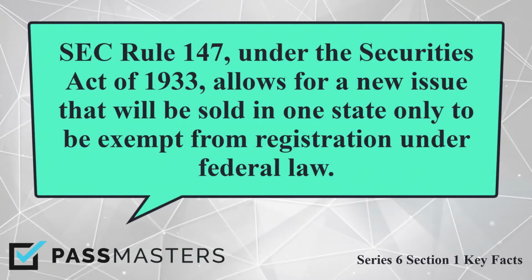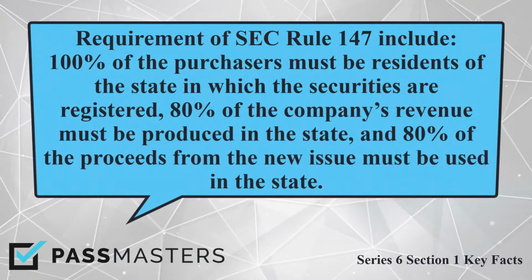SEC Rule 147 under the Securities Act of 1933 allows for a new issue that will be sold in one state only to be exempt from registration under federal law. Requirements of SEC Rule 147 include 100% of the purchasers must be residents of the state in which the securities are registered. 80% of the company's revenue must be produced in the state, and 80% of the proceeds from the new issue must be used in the state.